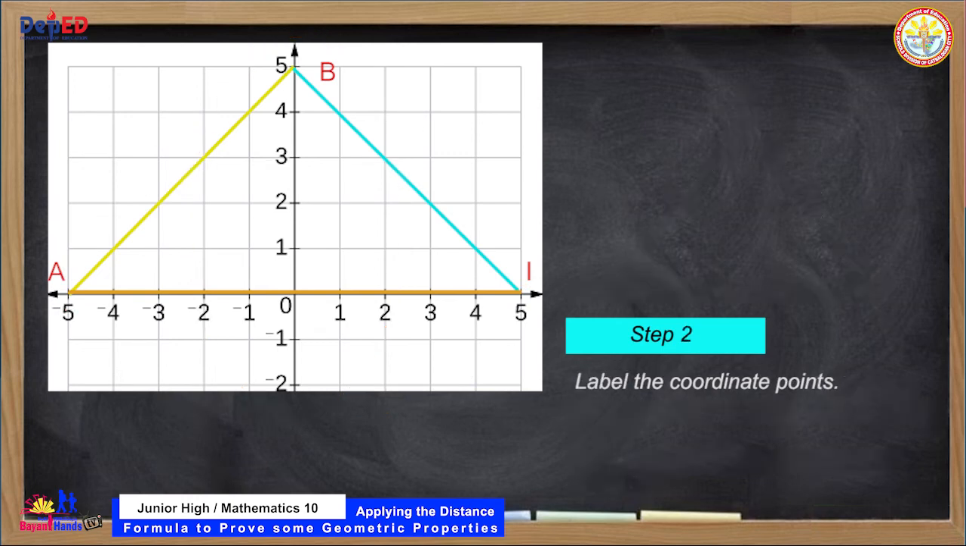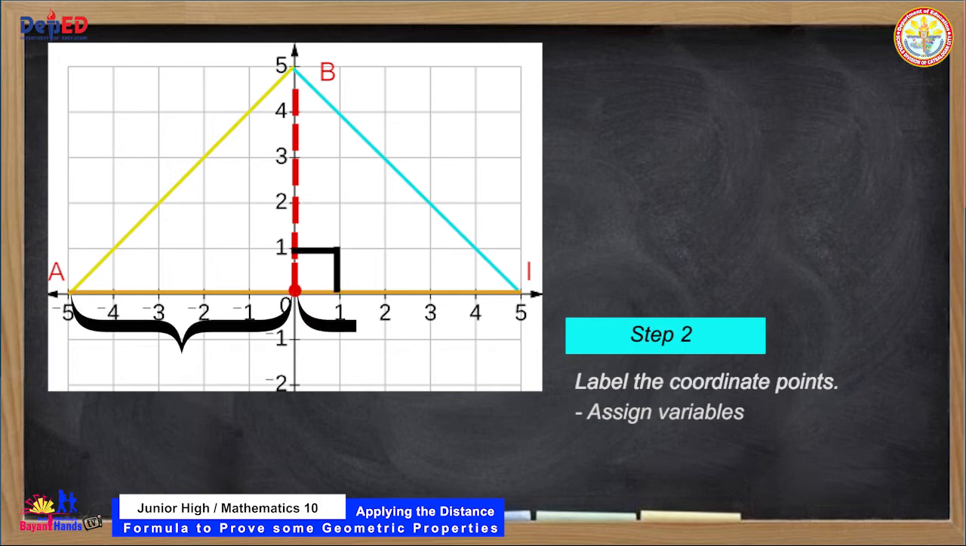Step 2. Label the coordinate points. In the absence of numerical values, we need to assign variables in the figure appropriately. Since the figure is an isosceles triangle, when we draw a line from the apex or point B perpendicular to the base, the segment formed divides the base into two equal parts. Thus, if we label the segment as A, the other side is also equal to A. Since the altitude of the triangle is unknown, we can label it as B.